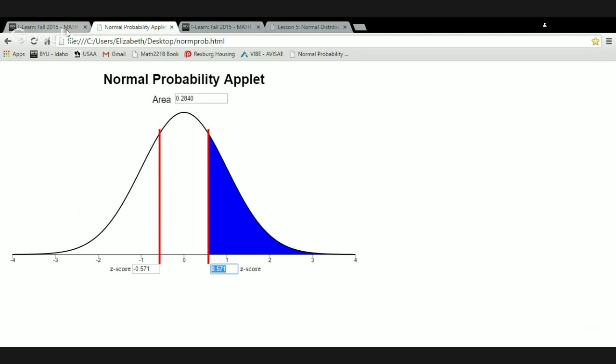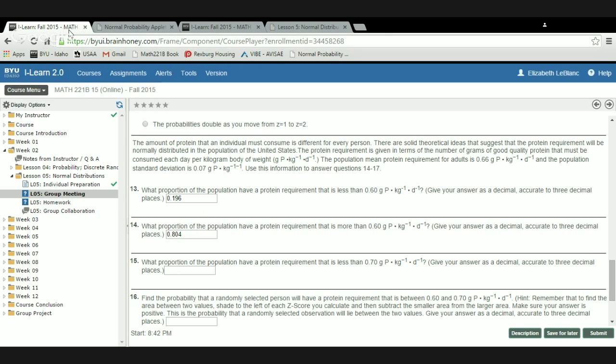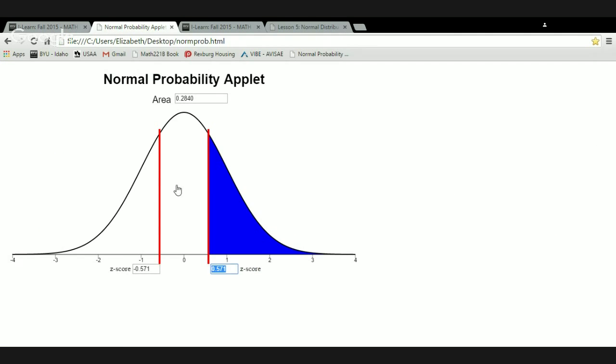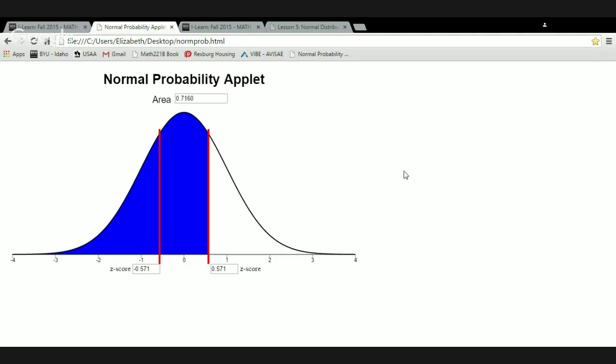Okay, and then what did it ask for? Oh, no, this is for less than. All right. So I think that's it, because this is the z-score for the 0.7. And then if you're looking for less than, it's going to be these two sections. So I think that's the answer. 0.716.